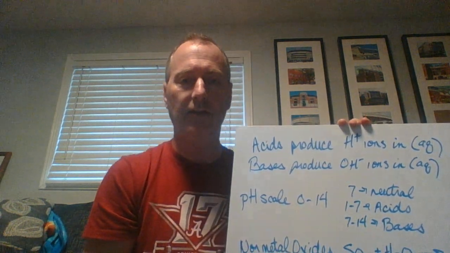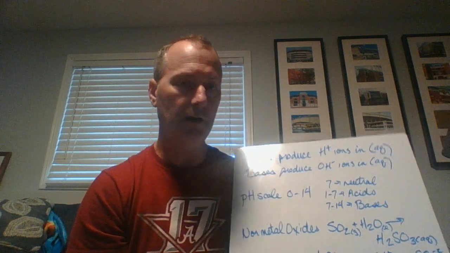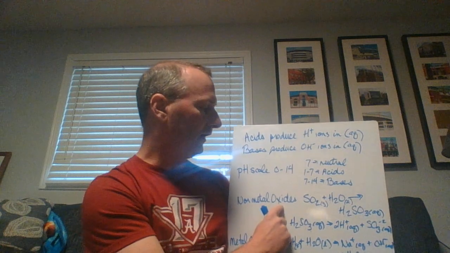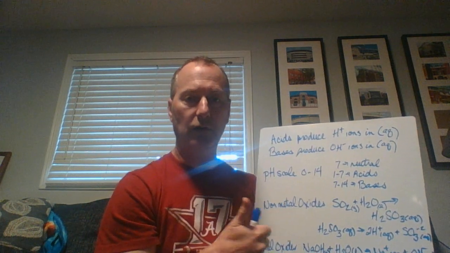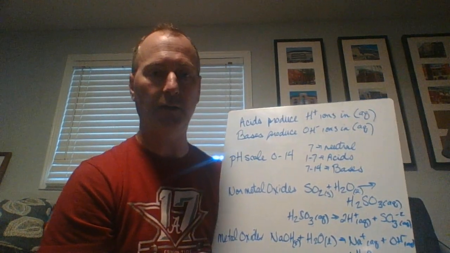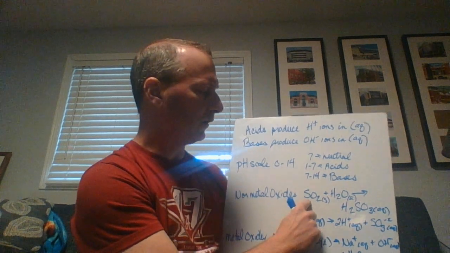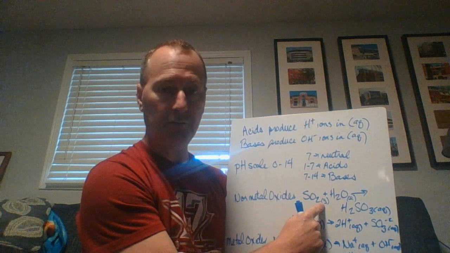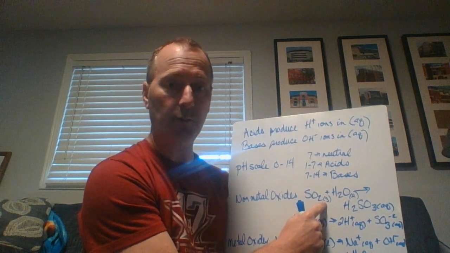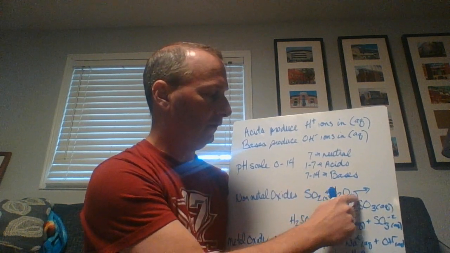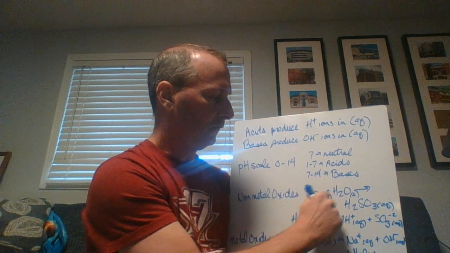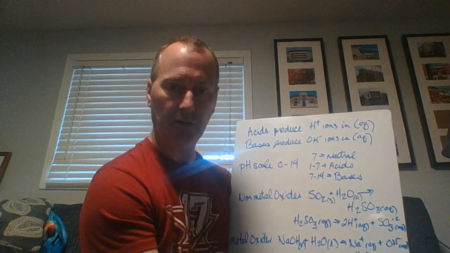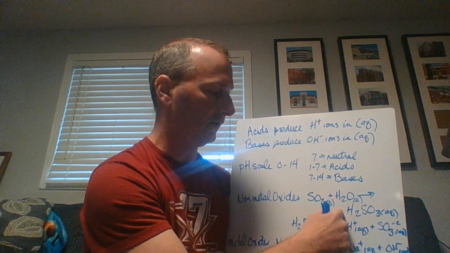So what we're going to look at is specific ones. If we take a non-metal oxide, remember that would be sulfur, nitrogen, carbon, any of those types. So we're going to take sulfur dioxide, SO2, which is a gas. Remember, we have to include states of matter in all of our chemical reactions now. We're going to add it to liquid water. So if we add these two things together, what type of reaction would this be? Synthesis reaction, because we're putting two things together to get one product.